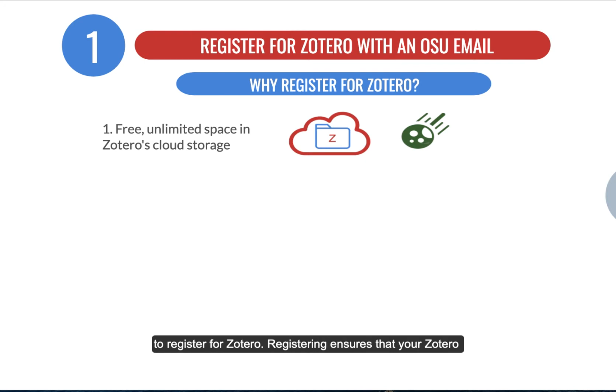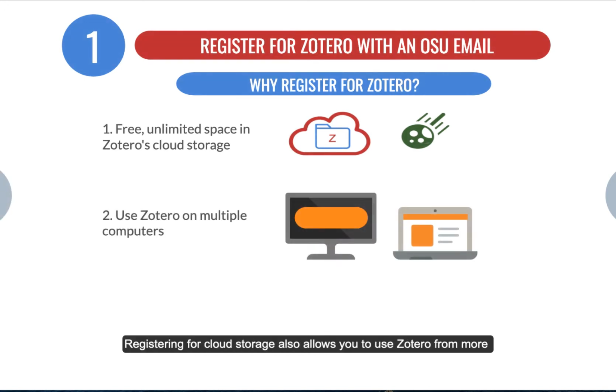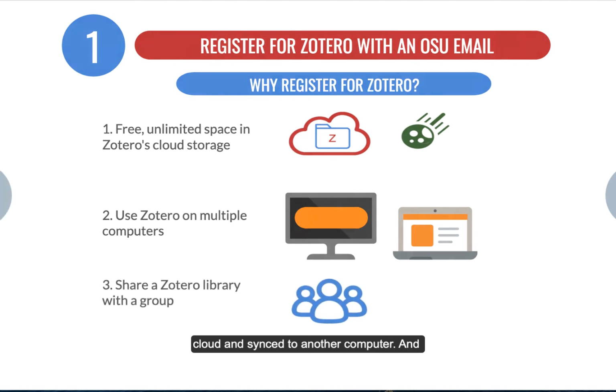Registering ensures that your Zotero sources are stored in the cloud, which can serve as a form of backup in case disaster should strike your computer. Registering for cloud storage also allows you to use Zotero from more than one computer, because your Zotero data can easily be pulled from the cloud and synced to another computer. And access to Zotero's cloud storage lets you use Zotero group libraries, a great way to share sources, PDFs, and notes with your research collaborators.